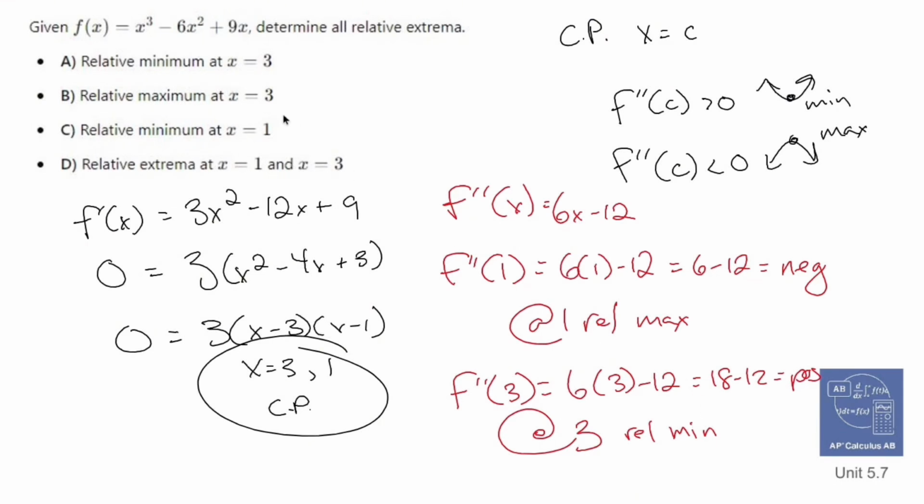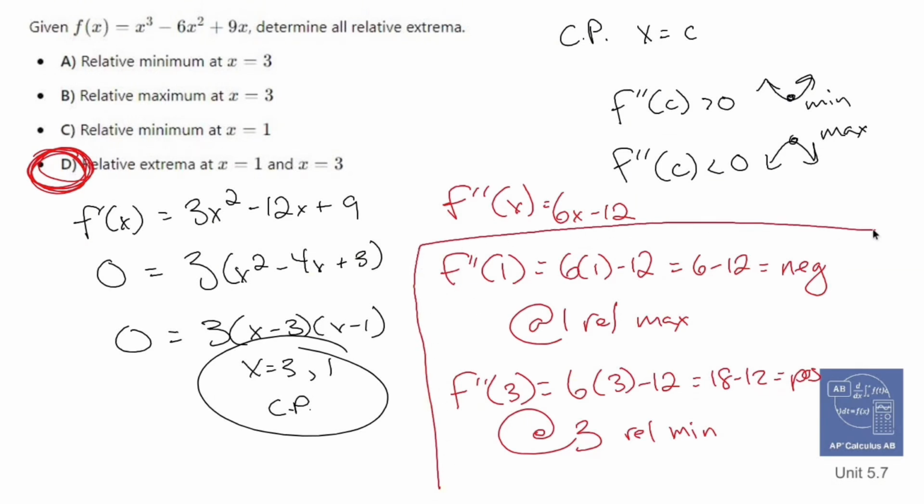So determine all relative extrema. Relative extrema at x equals 1 and 3. Kind of a lazy answer. But these are the specific relative extrema, so I kind of took it a step further, even though technically I could have stopped right there. But I'm happy with what I did. I'm keeping it. Can't stop me.